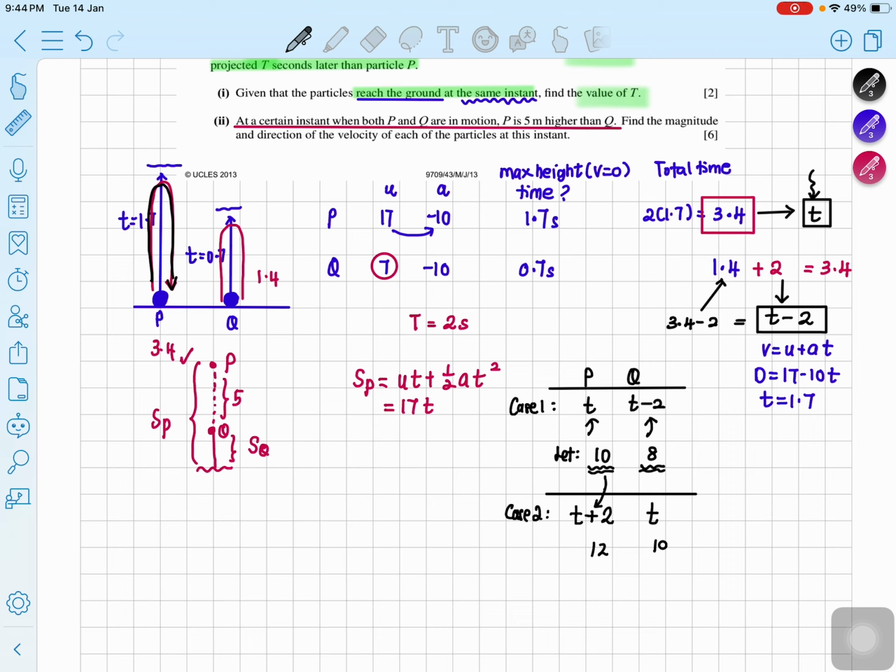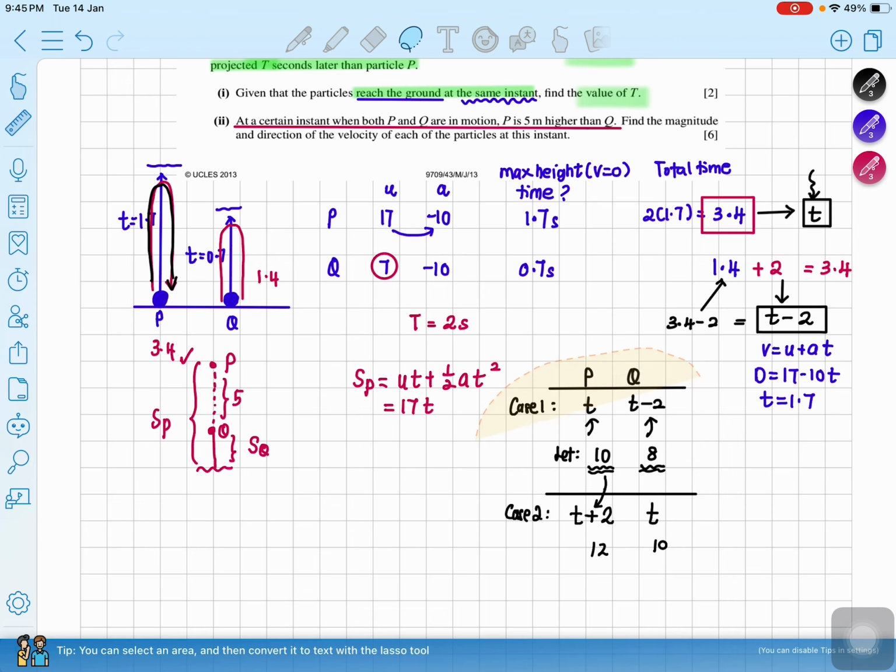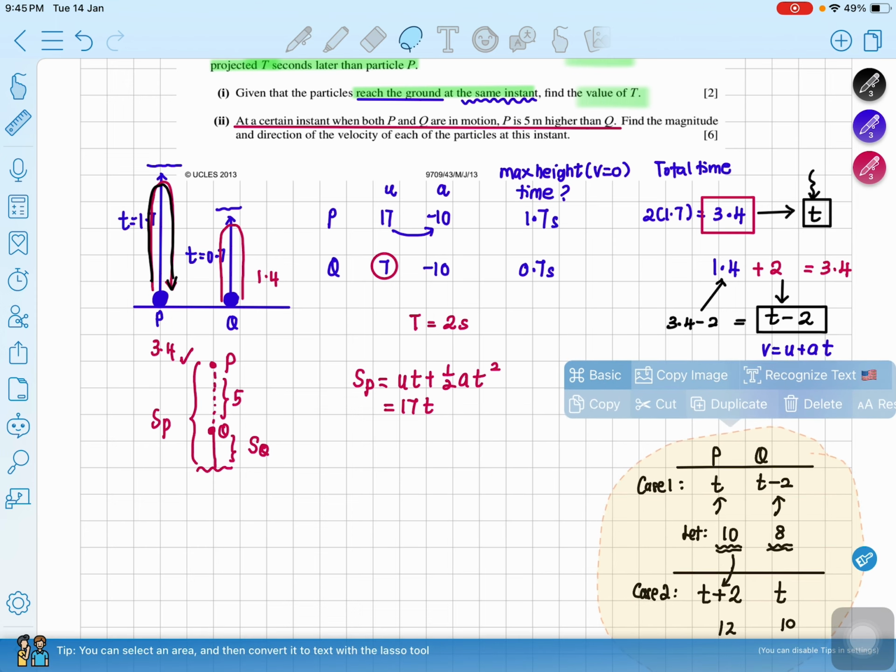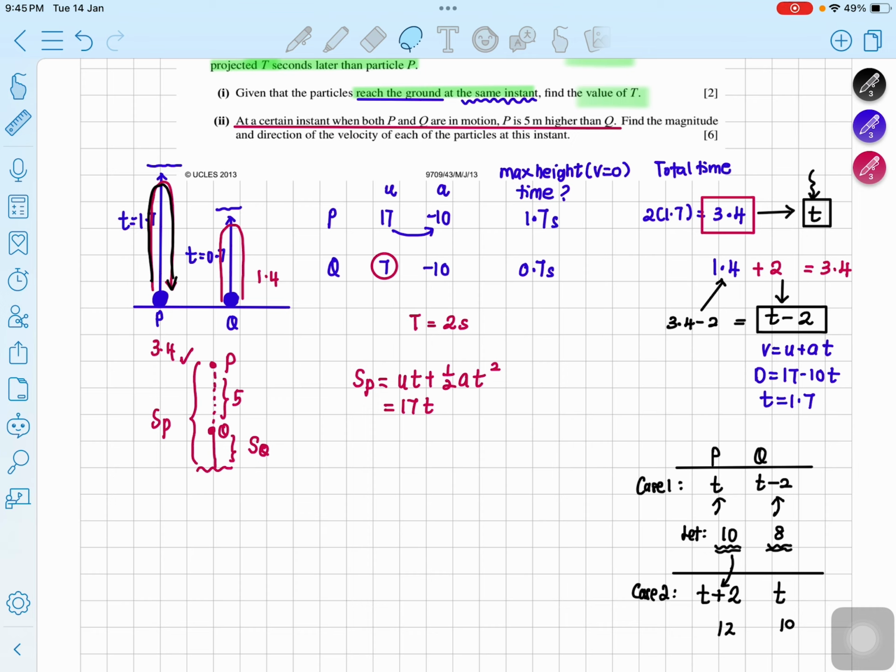Okay, continuing with that, let's do the second part. In our case, what are we doing? I'm doing scenario 1. The time taken by P is t. The time taken by Q is t minus 2. So for SP this is just a t for me now, plus half times minus 10 times t squared. I think you will simplify: minus 5t squared. Done.